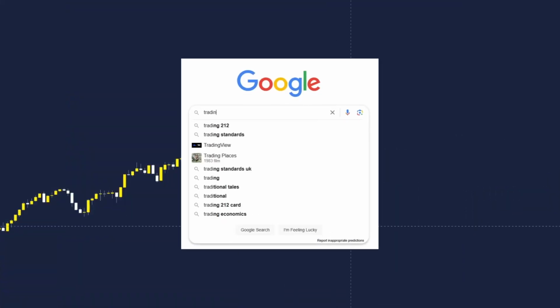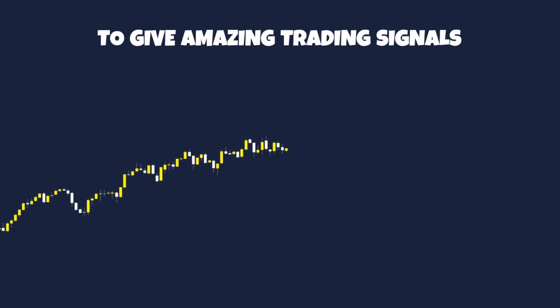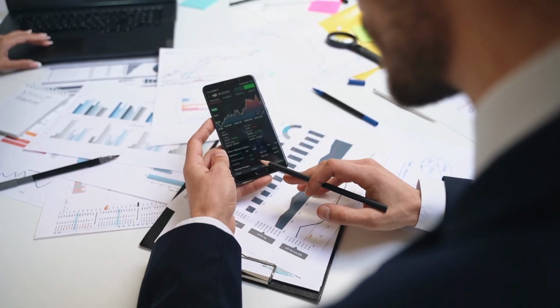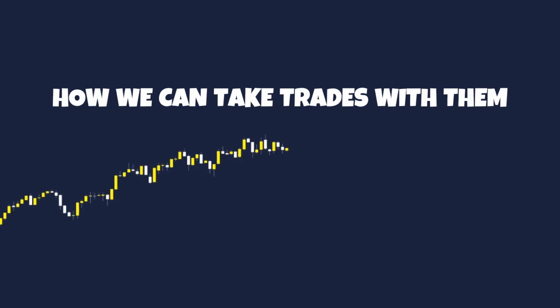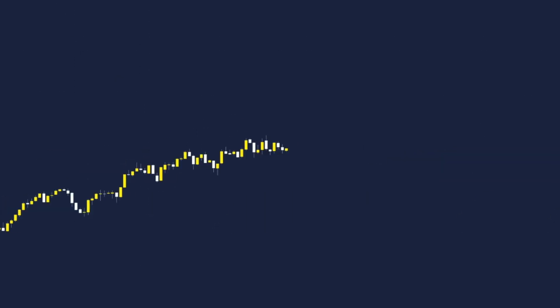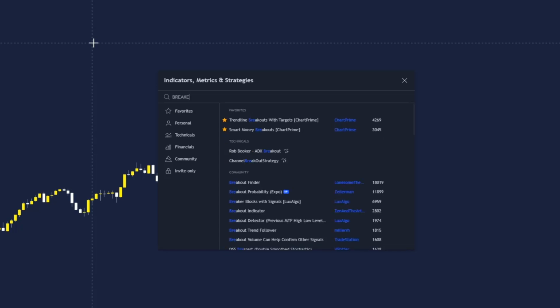Let's open up TradingView.com. Today we are going to add two free indicators that I have found that work so well together to give amazing trading signals time after time. Let's get both of these indicators added and show you how we can take trades with them with a high win rate strategy. Open up the community scripts section. For the first indicator, let's search breaker blocks with signals by Lux Algo.